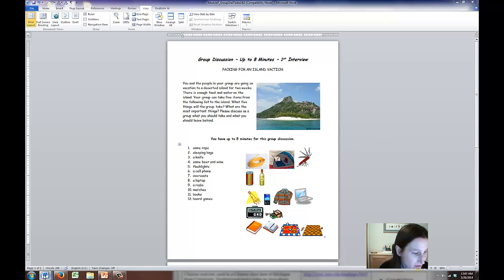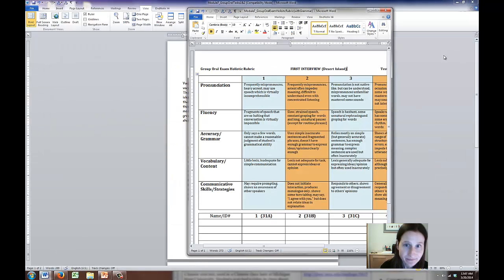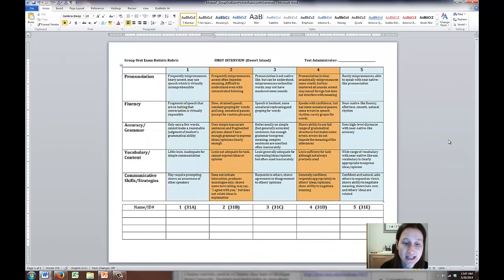So I did also want to show you some of the rubrics. Take a look at these rubrics that I have. I have 3 different group oral tasks to show you: the desert island, the movie choice, and then the restaurant choice. These are just 3 examples, but then there are different ways to score them.